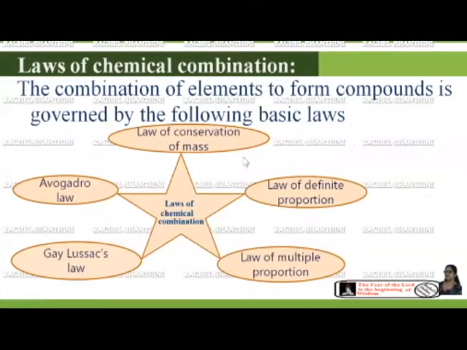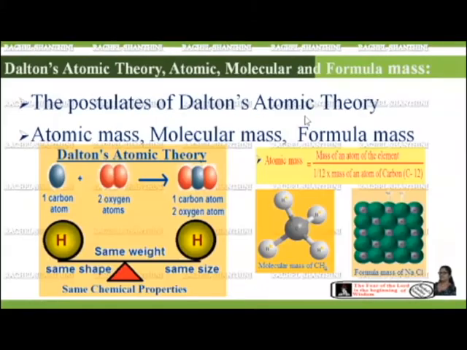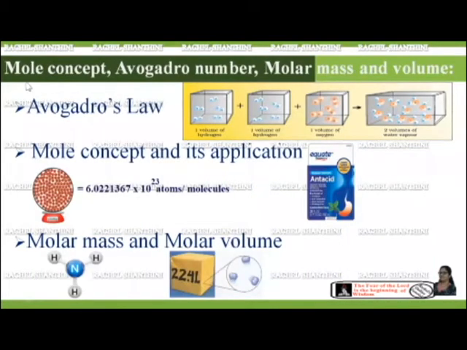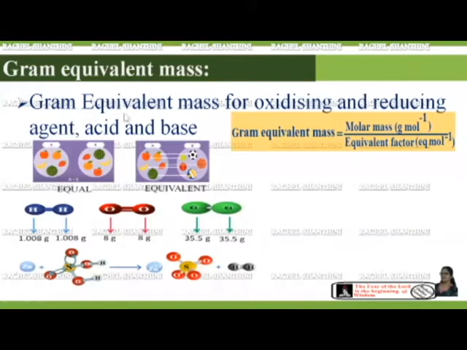In session 1.5, we have discussed the laws of chemical combination. In session 1.6, we have discussed the postulates of Dalton's atomic theory, atomic mass, molecular mass, and formula mass. In session 1.7, we discussed mole concept, Avogadro number, molar mass, and molar volume. In session 1.8, we have discussed gram equivalent mass for oxidizing and reducing agent and for acids and base.